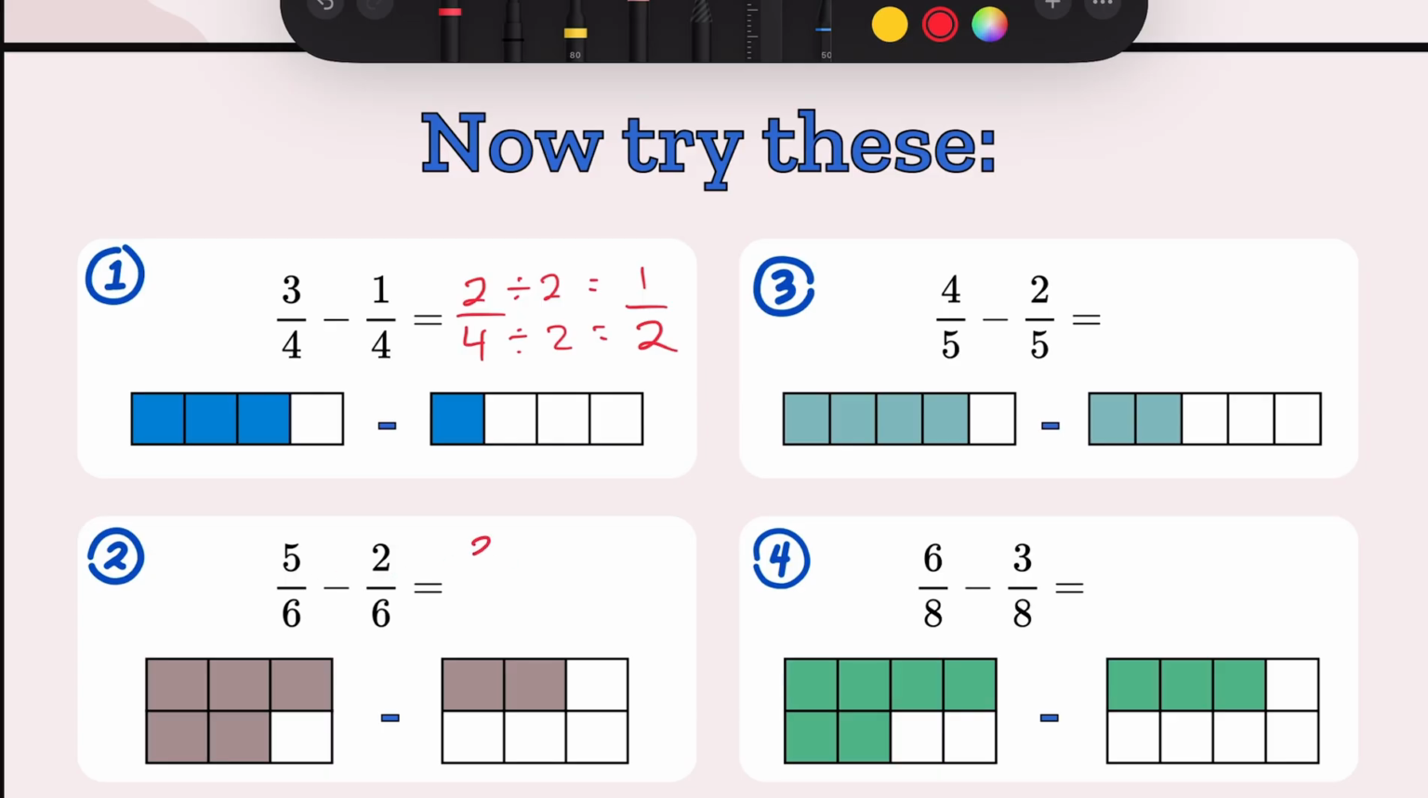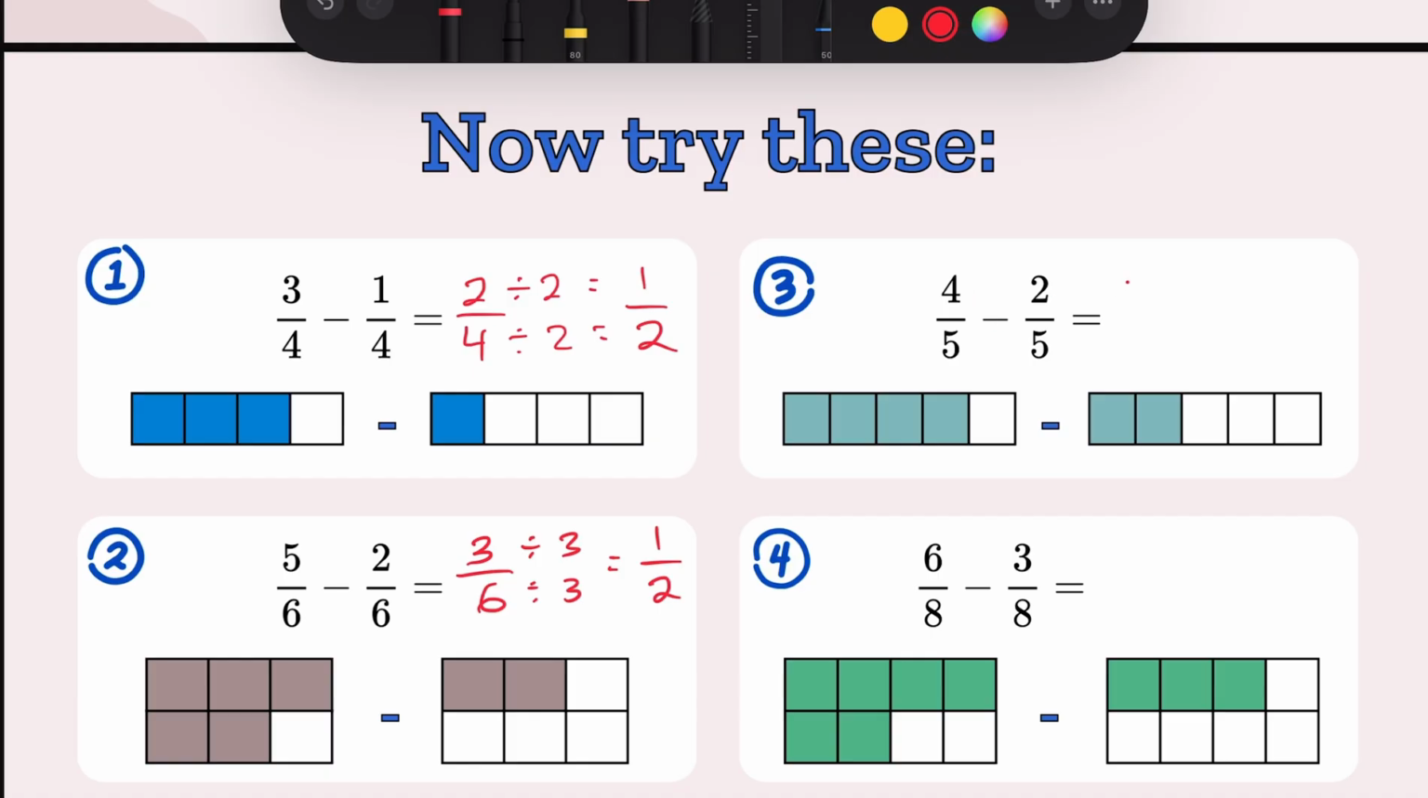5 minus 2 is 3, and we keep our denominator. And we could divide both 3 and 6 by 3. So that's exactly what we're going to do. We're going to divide both of them by 3. 3 divided by 3 is 1, and 6 divided by 3 is 2. So therefore, 5 over 6 minus 2 over 6 is equal to 3 over 6, which we simplified to 1/2.